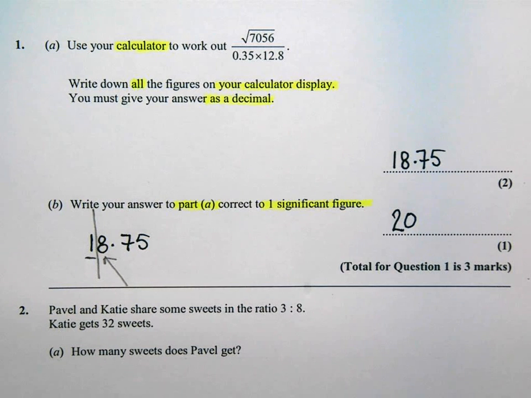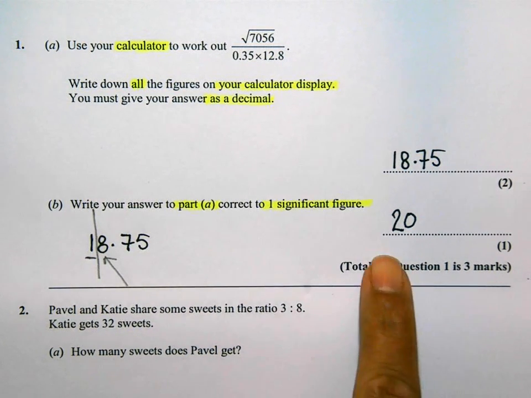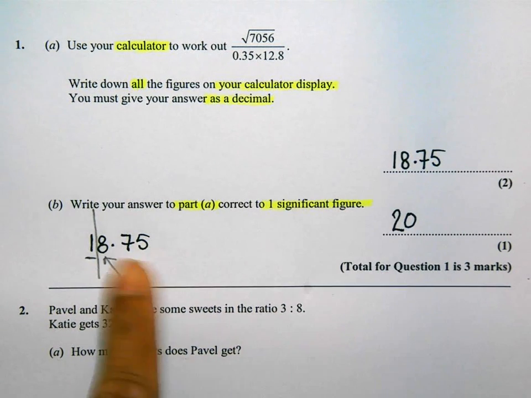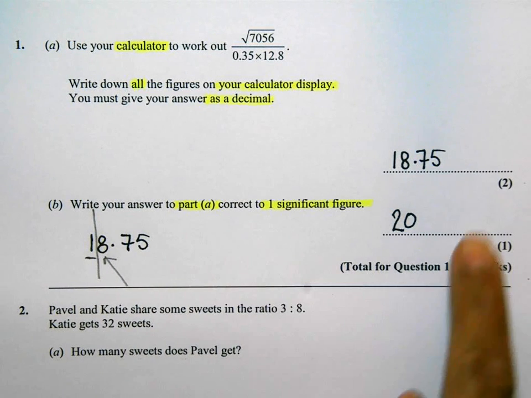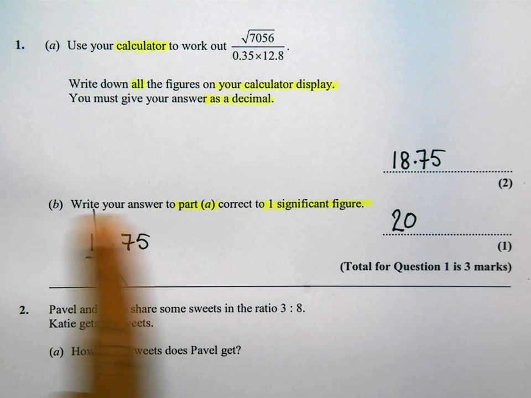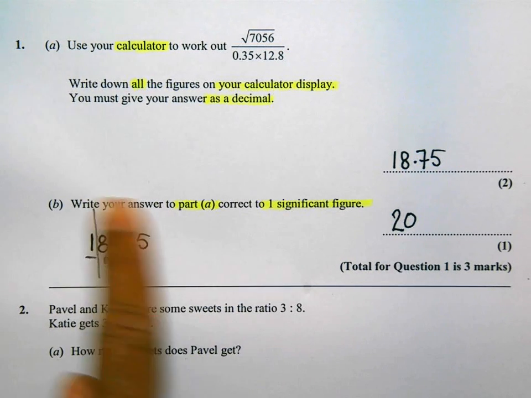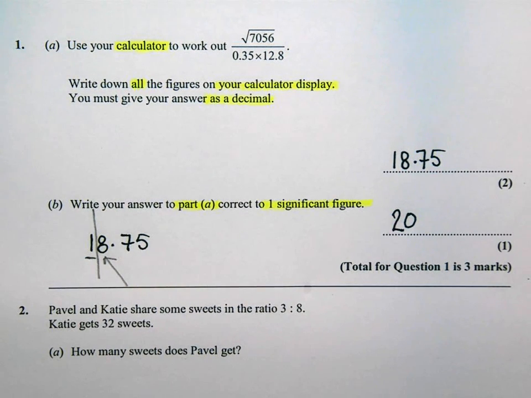Make sure you do understand that. The one significant figure answer for 18.75 is 20. There's only one number, everything else is zeros, and it has the same sort of size as this here. I couldn't have written 2, because 2 is obviously a lot smaller than that. The answer similar in size to one significant figure is 20. Make sure you do understand this, make sure you get it. If you get a question similar to this, you can do it.